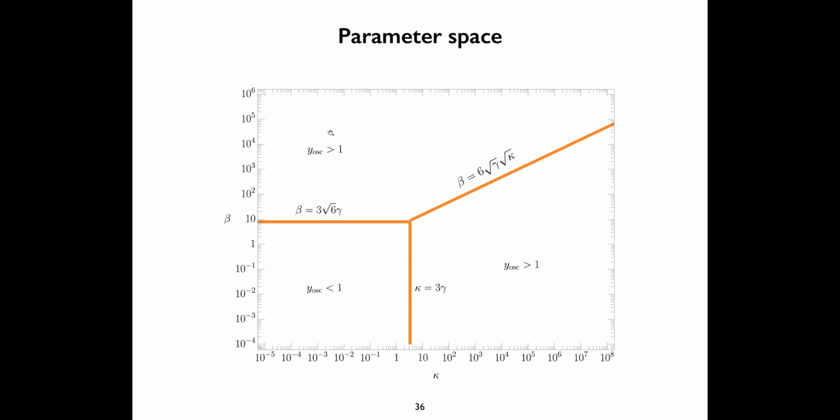This region with large beta typically tends to give you too much dark matter relic density, and so I'm not going to discuss it here. Essentially what happens in this region is that the scalar field can evolve all the way towards the minimum, and then you tend to get too large of an oscillation amplitude. However, in these other two regions, which I'll call region one and region two, and this for low values of kappa, you can get the right relic density, okay? So I'll discuss what happens in these regions.